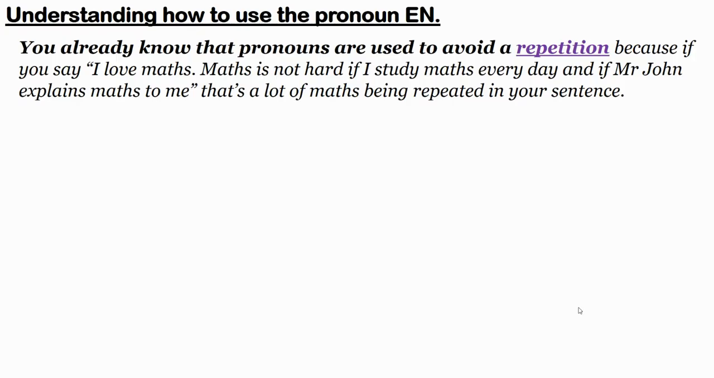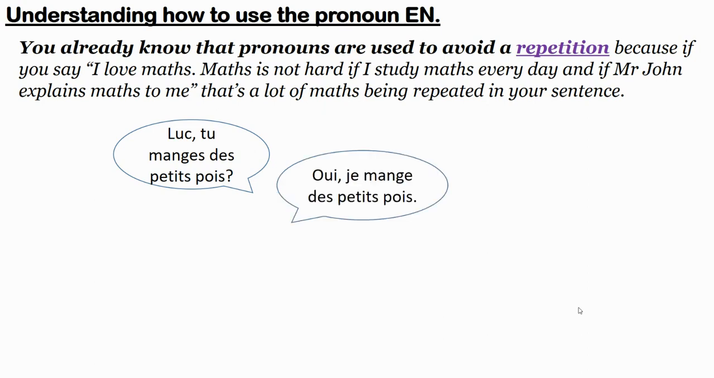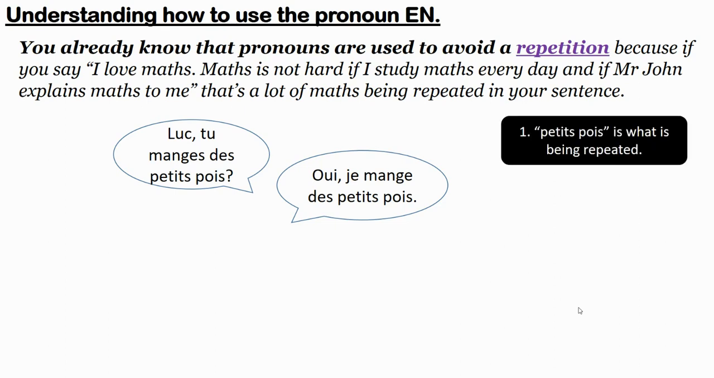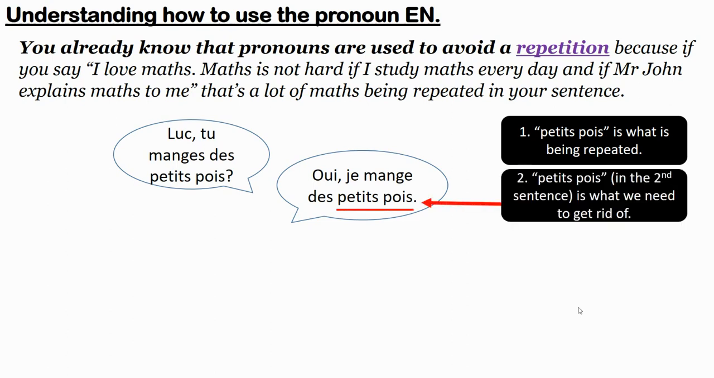As you already know, pronouns are used to avoid repetitions because we don't like repetitions in sentences. So let's look at our example. Luc, tu manges des petits pois? Luc, do you eat green peas? Oui, je mange des petits pois. So by now you know that the repetition we want to get rid of is petits pois in the second sentence.